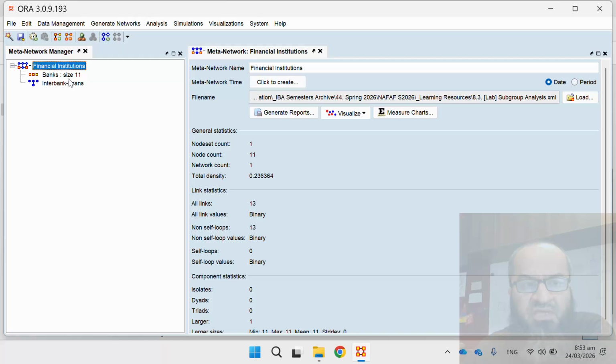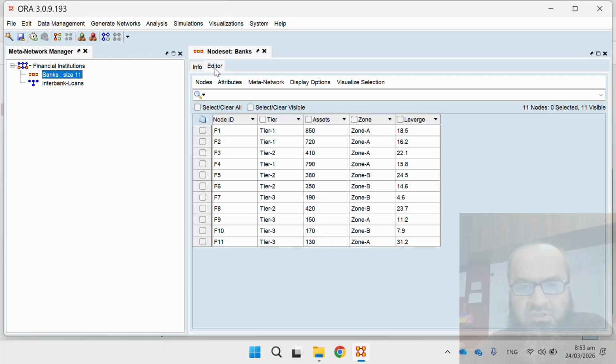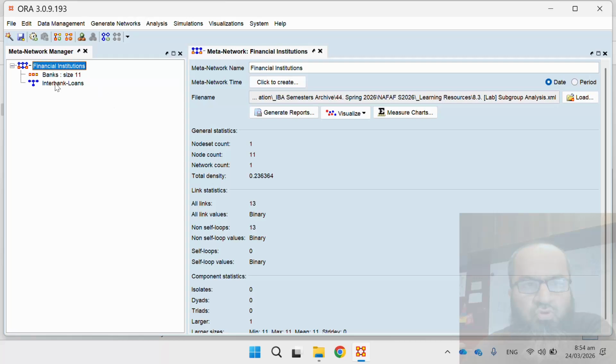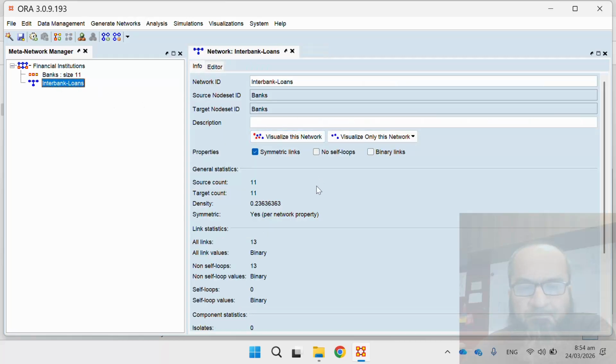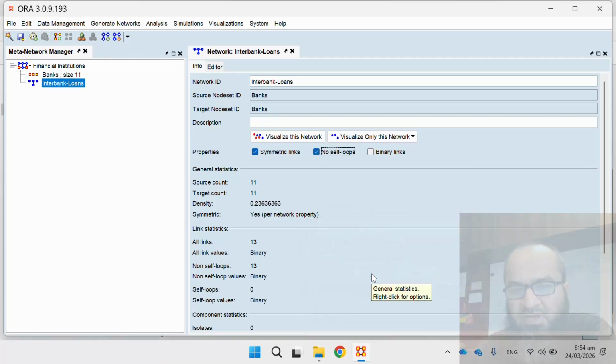So we have 11 banks and there are interbank loans. If we go to the node set, we have tier, assets, zone and leverage ratios for all these banks, and interbank loans, we see that it's a binary network. Coming back over here, we can see it's a symmetrized network and there are no self loops. Now keep in mind that if there are self loops, it's always better to use this option, so the system will automatically eliminate any self loops, if any, right?